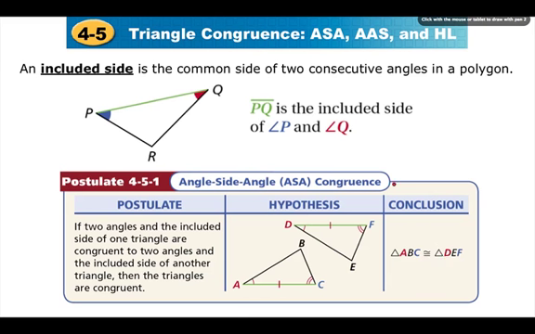Again, this is the first shortcut that you can use to show that triangles are congruent in section 4.5, which is angle side angle. Next slide.